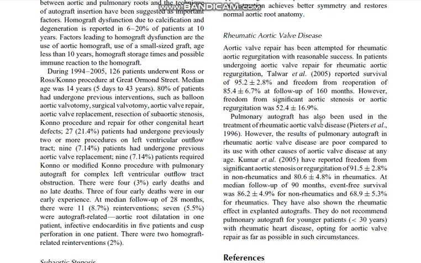Pulmonary autograft has also been used in the treatment of rheumatic aortic valve disease. However, the results of pulmonary autograft in rheumatic aortic valve disease are poor compared to its use with other causes of aortic valve disease at any age. Kumar et al. have reported freedom from significant aortic stenosis or regurgitation of 91% in non-rheumatics and 80% in rheumatics. At median follow-up of 90 months, event-free survival was 86 for non-rheumatics, 68 for rheumatics.